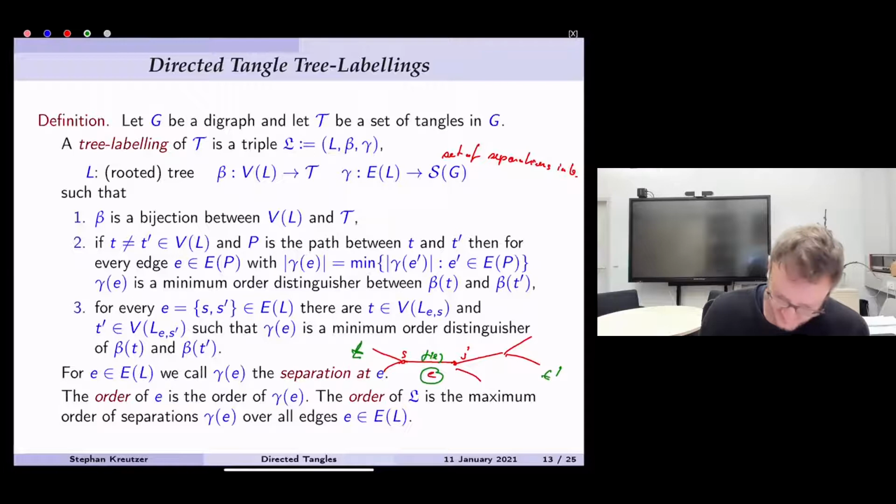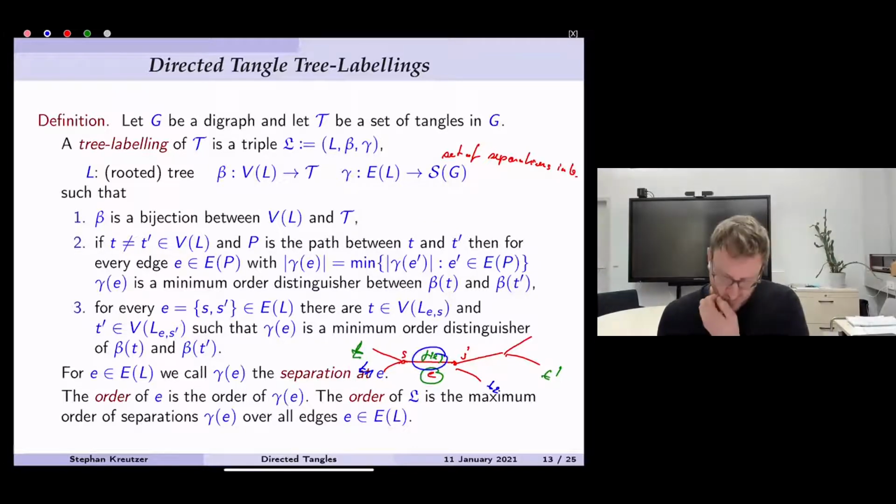And if you remember the undirected definition, then you see the difference, perhaps. In other words, let me point this out. What we do not require is that every tangle on this side is distinguished from every tangle on that side by the separation here. So unfortunately, it could be that you have some tangle T1 here and some tangle T2 here, and they're not distinguished by this.